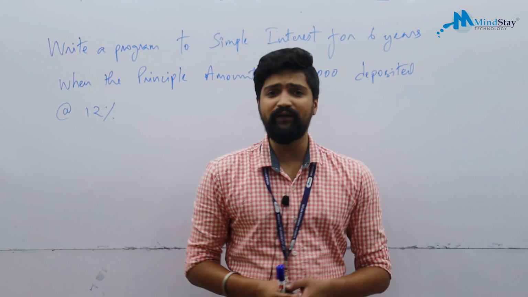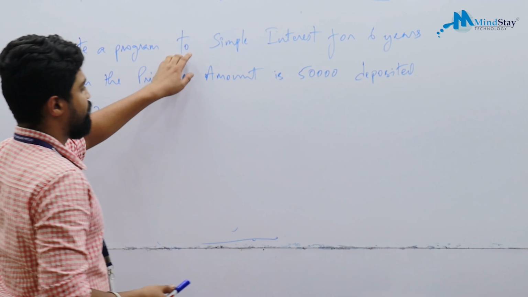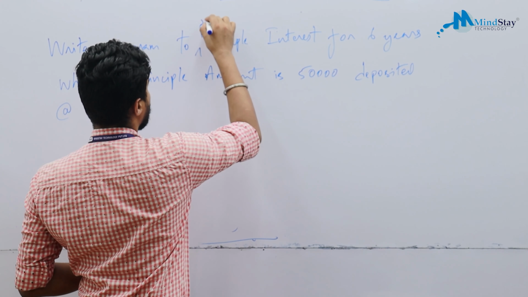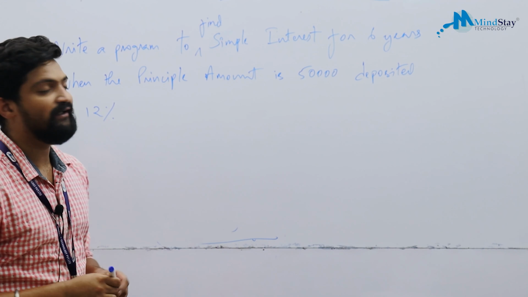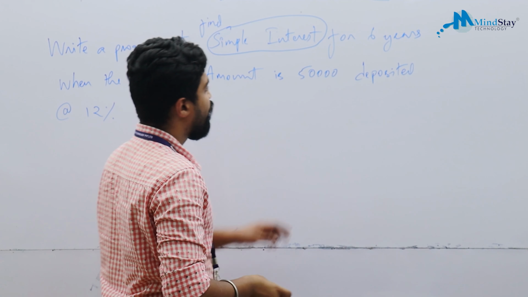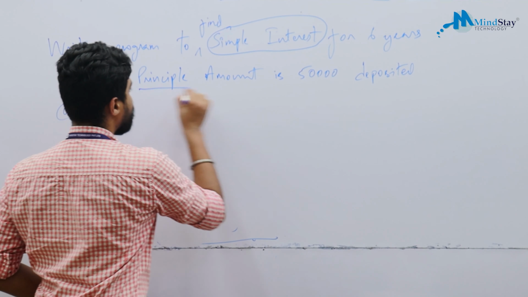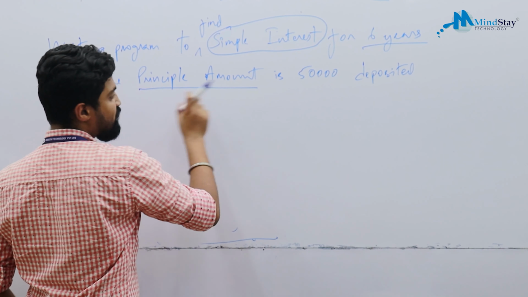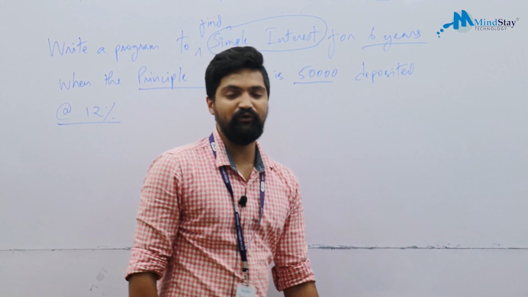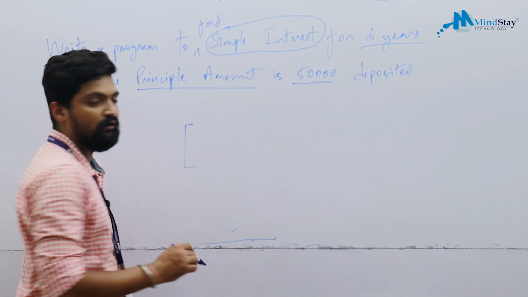Now all of you can see the next question on the screen or on the board. Write a program to find simple interest. What do you need to find? You need to find the simple interest for 6 years, when the principal amount is 50,000, deposited at the rate of 12%, and we have a formula for this.